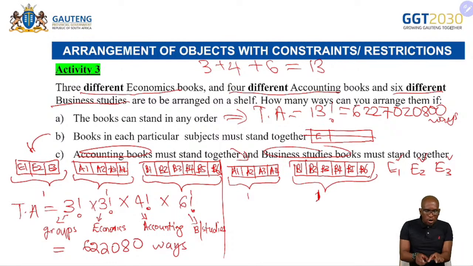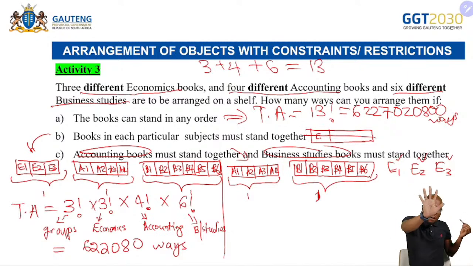Remember, we are not grouping the economics books because they are not part of the restriction written in the question. The question says accounting books must stand together and business studies books must stand together. So those are the books that we're going to group. We leave the economics books as isolated books. So we arrange the first group for accounting, the second group for business studies, and then economics 1, economics 2, economics 3.